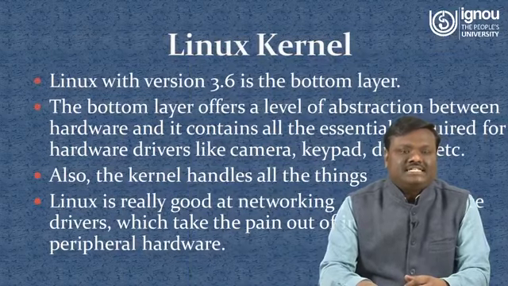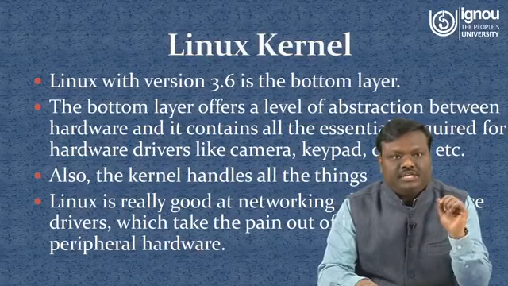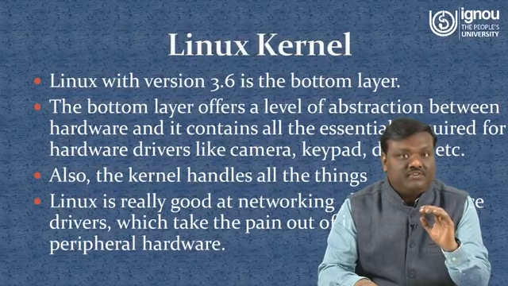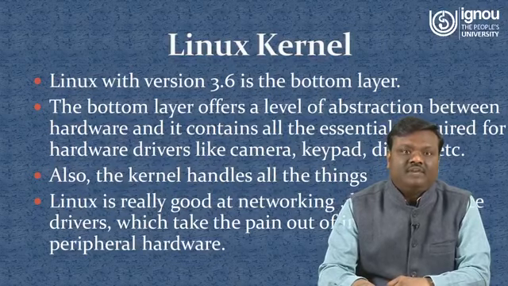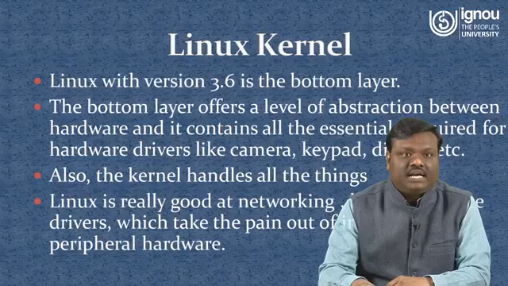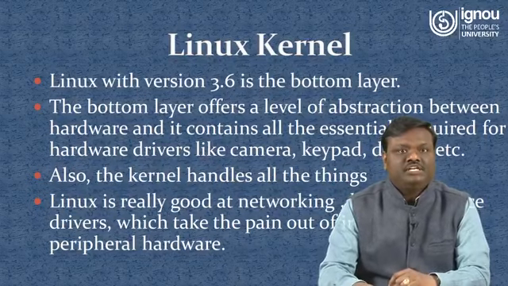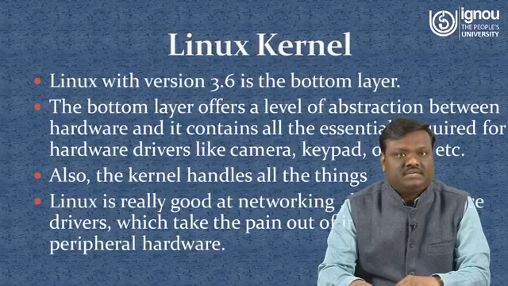So coming to the Linux kernel, which is the prominent and basic component of the whole architecture, Linux with version 3.6 is the bottommost layer, which is the fundamental layer of the Android operating system. The bottom layer offers a level of abstraction between hardware, and it contains all the essentials required for the hardware drivers like camera, keypad, display, etc. So this is the fundamental and foundation component of any operating system. This is the abstraction between the hardware and the other parts of the system.